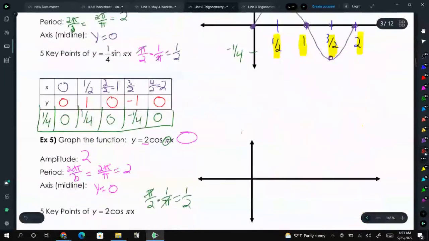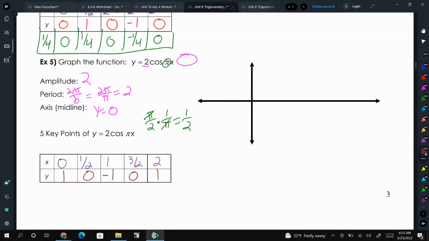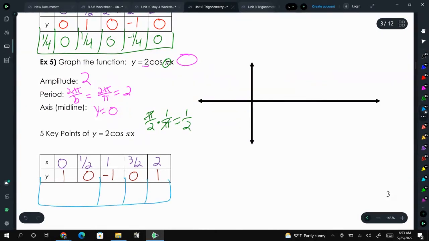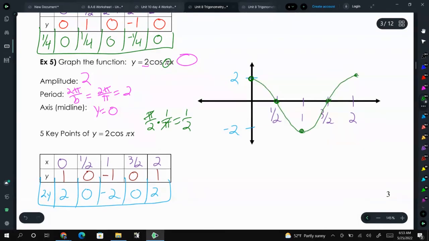Now, once we start translating these graphs or transforming, you'll see some differences. And then we're going to do 2y, so 2, 0, -2, 0, 2. So 2, -2, and then 1/2, 1, 3 halves, and 2. We're going to start up here, down, and our cosine graph is going to look just like that.